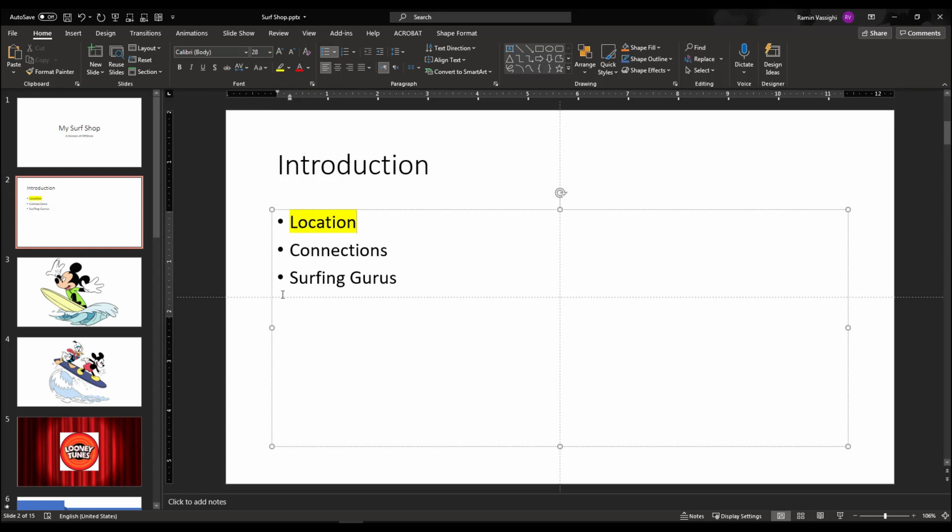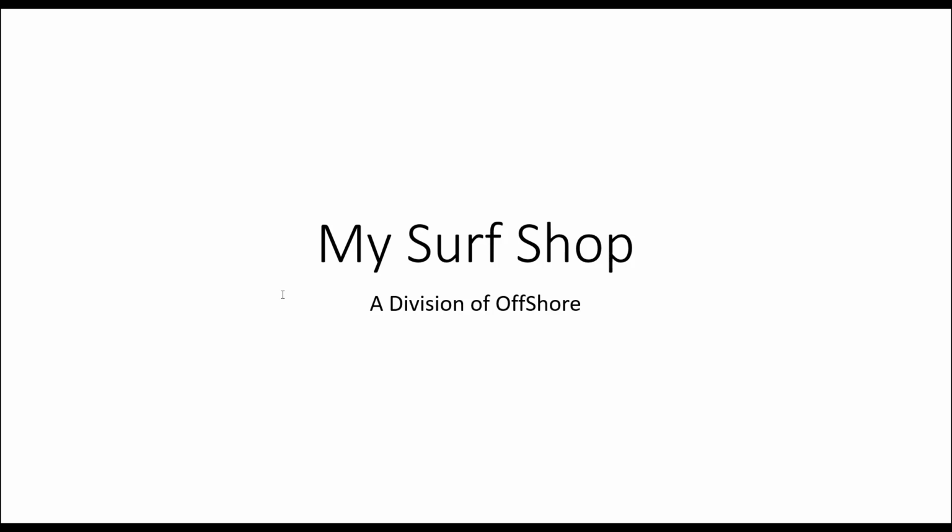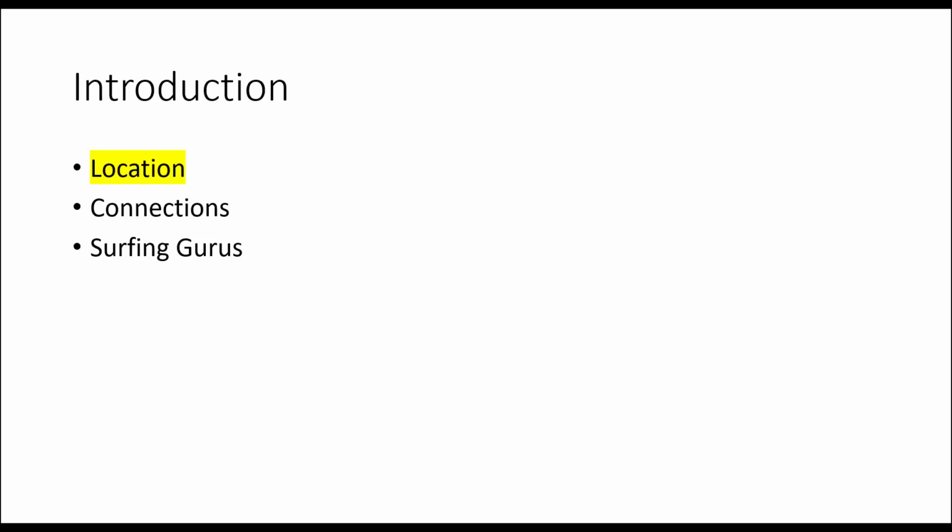But what happens if I'm presenting to you? Let's say I press F5, I am presenting this, and I want to use the highlighter, and I want to make sure that Surfing Gurus is showing up as highlighted. How can I do this? You can use the Control I key. It will turn your mouse cursor into a highlighter. Now I'm able to highlight while I'm presenting.